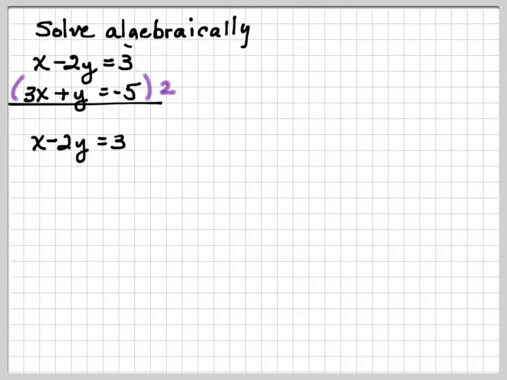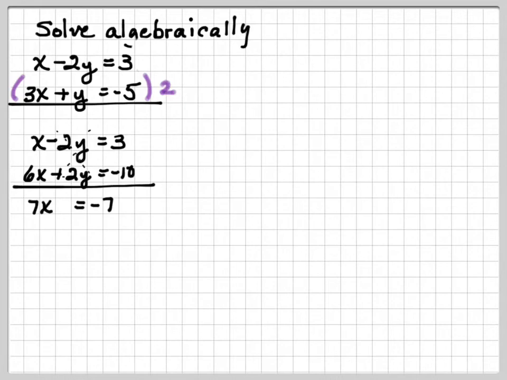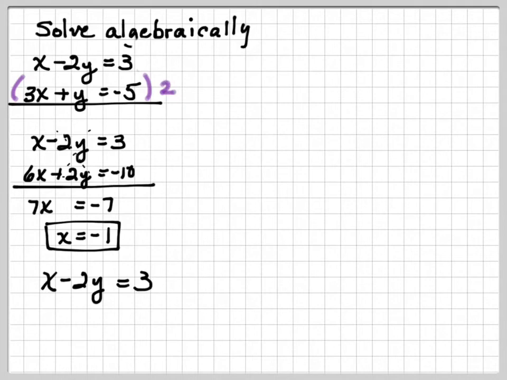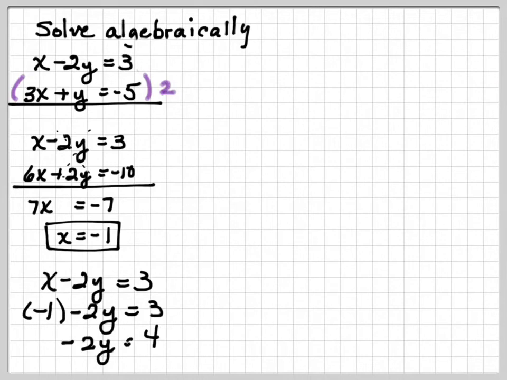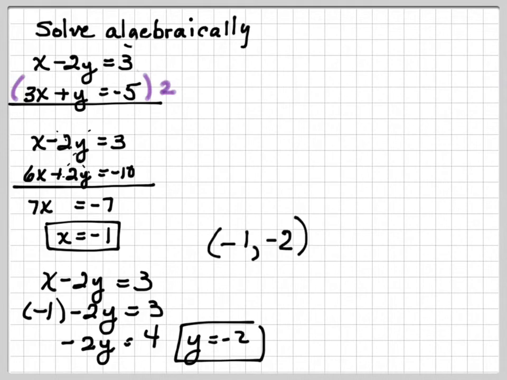So let's rewrite this. x minus 2y equals 3. And when I multiply the second equation through by 2, I get 6x plus 2y equals negative 10. And there is my hero zero right there. My y's go away. So I have x plus 6x is 7x equals negative 7, or x equals negative 1. And when I plug that negative 1 back into either one of my original equations, I get minus 1 minus 2y equals 3, or minus 2y equals 3 plus 1 is 4, or y equals negative 2. So this has one unique answer. These two lines intersect at one point, and that point is (-1, -2).